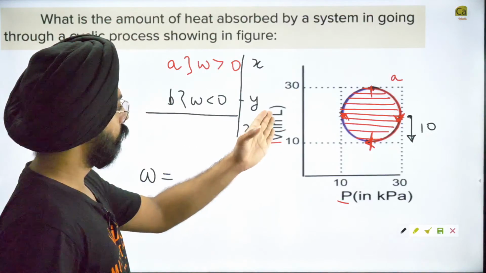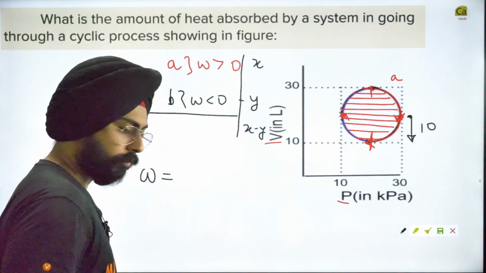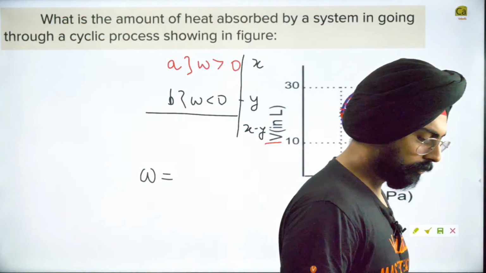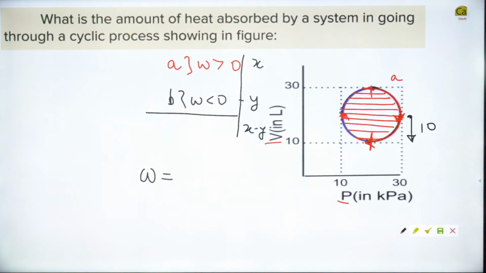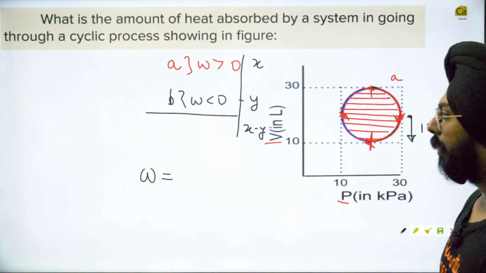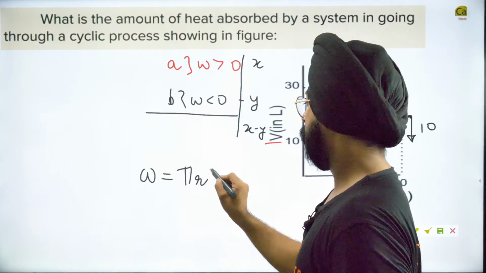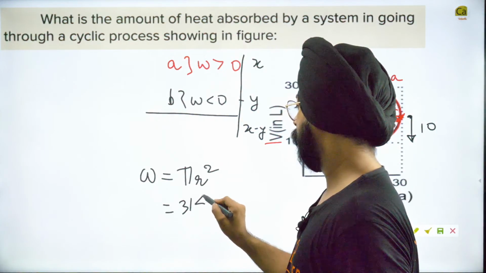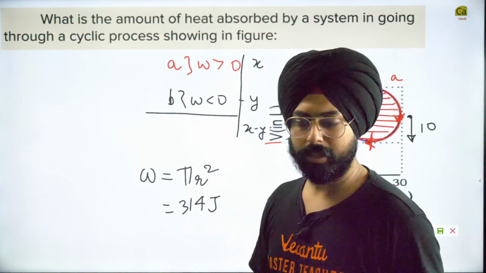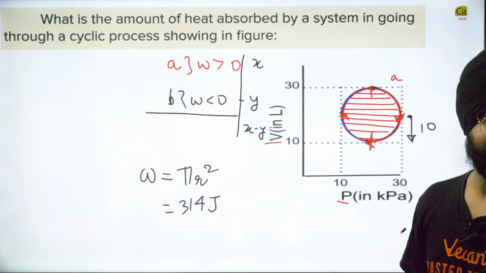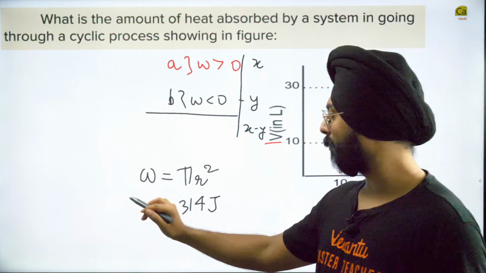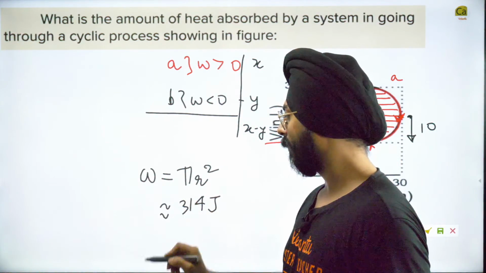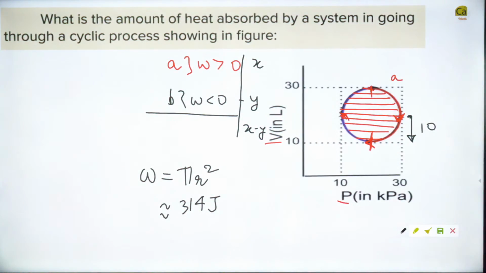10 units. Volume is in liter, pressure in kilopascal. Units are fine. So work done will be pi r square. Approximately. Can I say approximately?